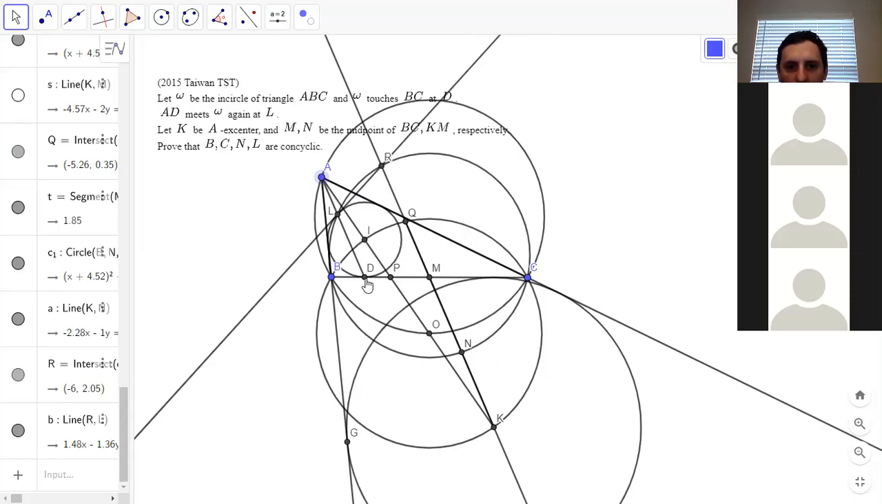So basically, we could rephrase the problem. Let R be the point so that RLDM is an isosceles trapezoid. Then we want to show that BLRC is cyclic. I think that would solve it.